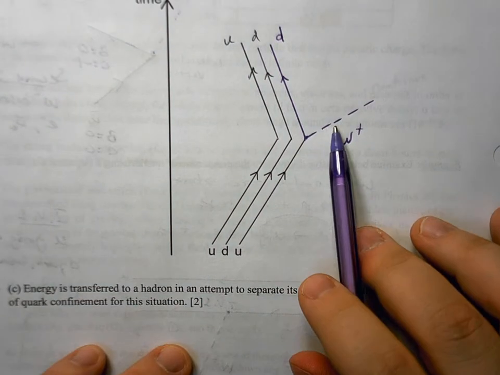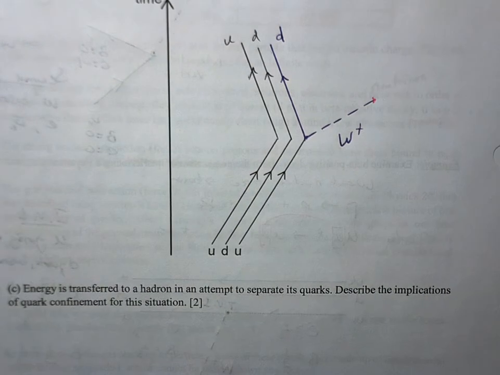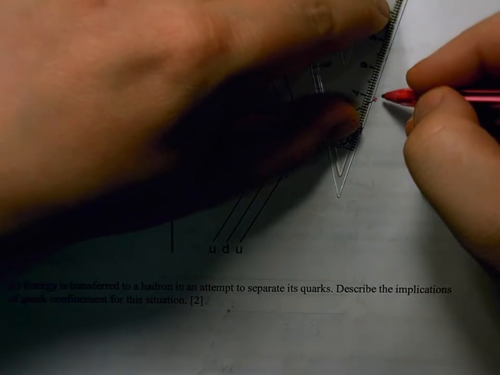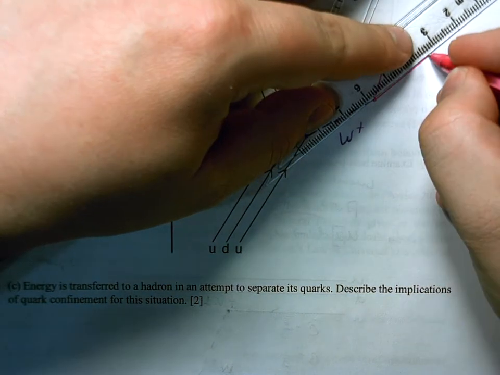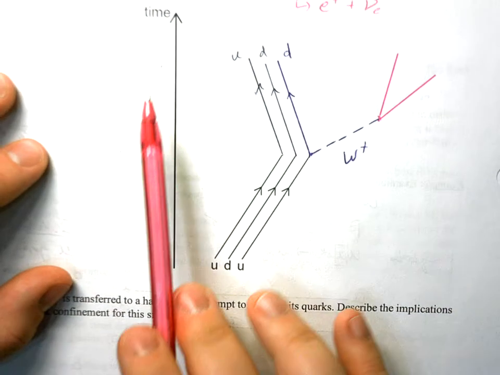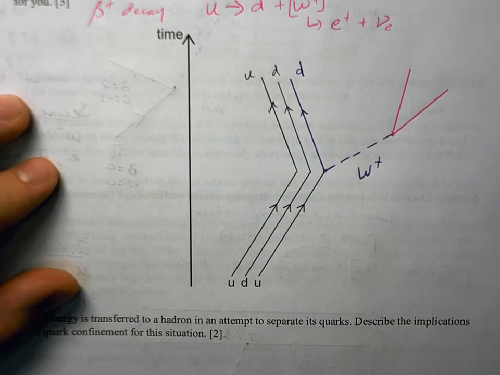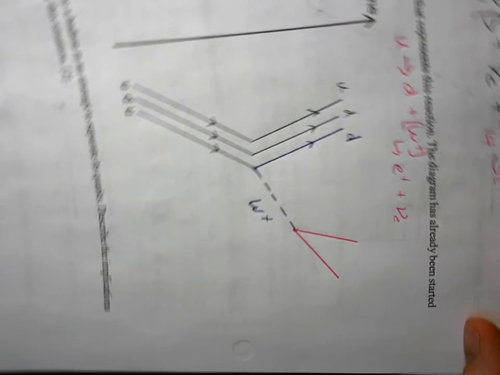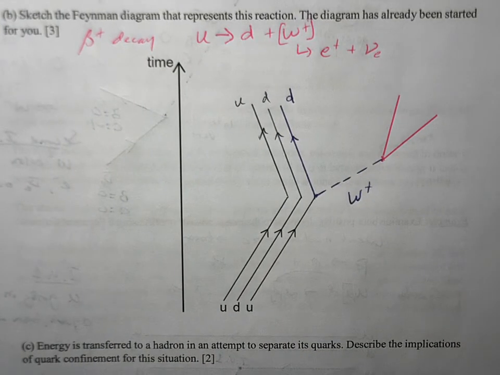And then that W plus boson itself, at this interaction vertex, is going to further decay into our positron and our antineutrino. So you'll notice they have time on the y-axis here. As I mentioned in a previous video, sometimes IB does that. We're used to doing time on the x-axis, so we might look at it like this. If we rotate it 90 degrees, not a big difference.